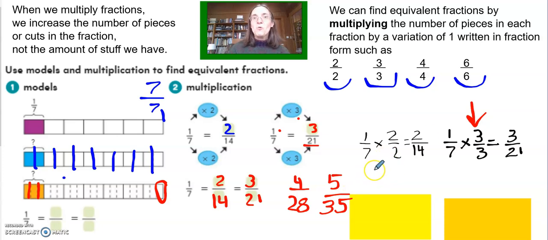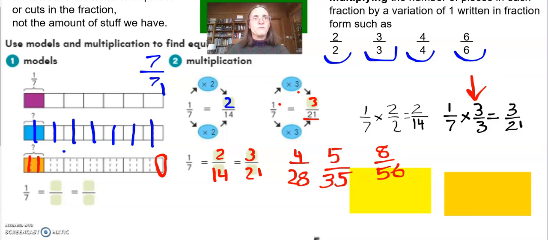And last one, I'm going to make it super hard just for fun. 8ths. Yes, we will multiply 1/7 times 8/8. No different amount of stuff, just teeny tiny pieces. Okay, so 1 times 8 is 8 in the numerator, and 7 times 8 is 56ths. Wow. That would be a tiny piece. Oh my goodness. Let's move on.